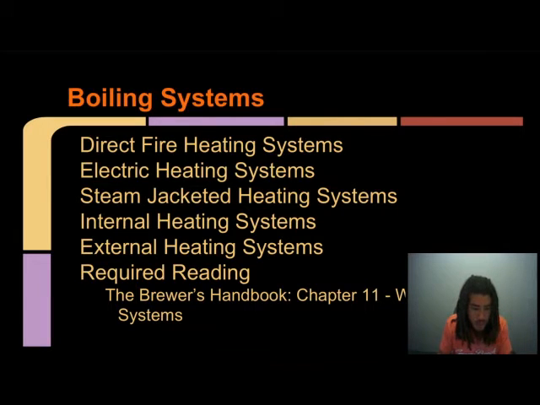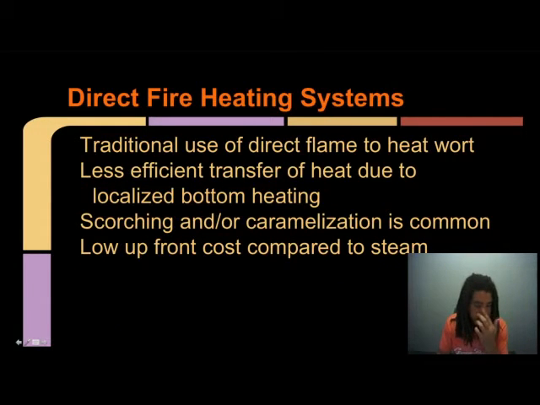So direct fire heating systems. This is a very traditional way in which brew houses are made, in which kettles specifically are designed, namely because the technology, otherwise electric, steam jacketed, internal, external sort of heatings, weren't really invented yet. So when we were boiling anything ever, it was always with fire. So again, a traditional use of direct flame to heat wort.